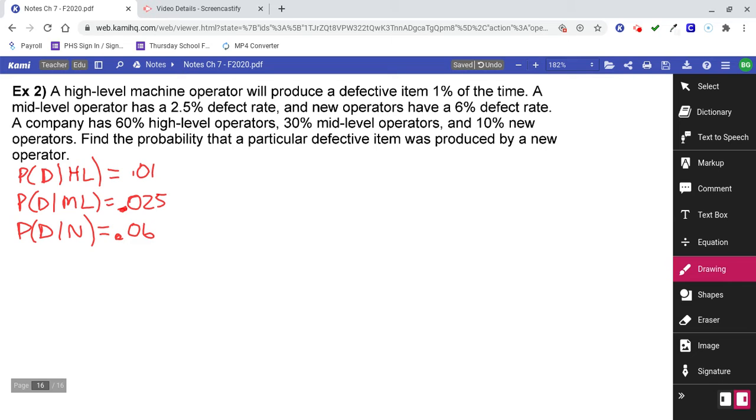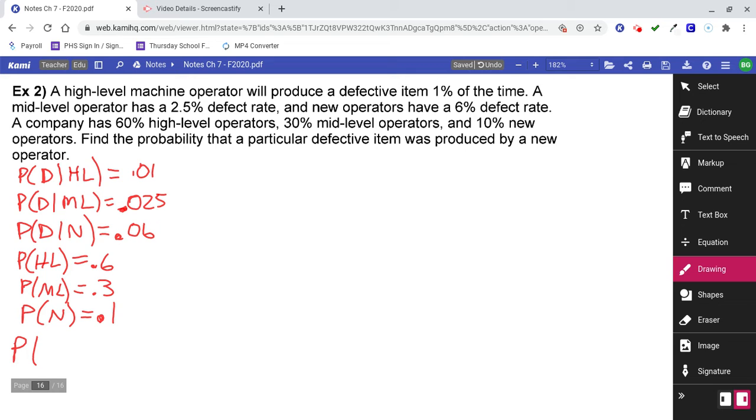Okay. Keep going. A company has 60% high-level operators, so probability of high level is 0.6, and probability of mid-level is 0.3, and probability of new is 0.1. Sometimes they won't give you that 0.1, but you can figure it out because the other 2 add up to 90%. Must be 10% for the third one. Anyway, regardless, that's what we've got. And then they're asking me to find the probability that a particular defective item was produced by a new operator.